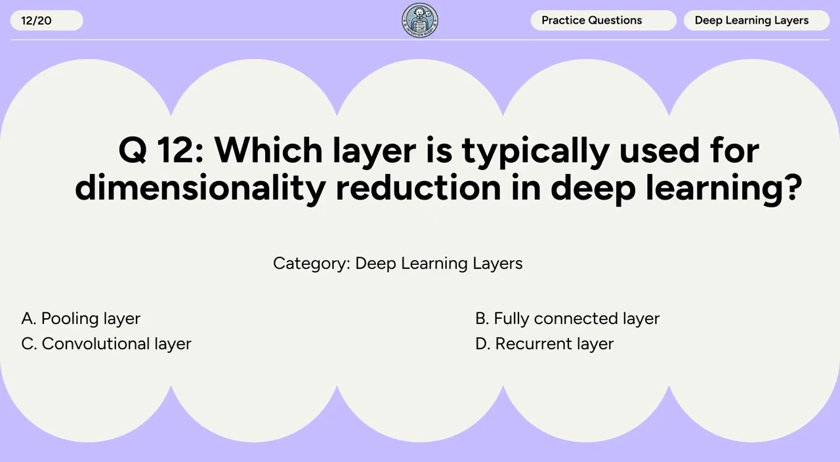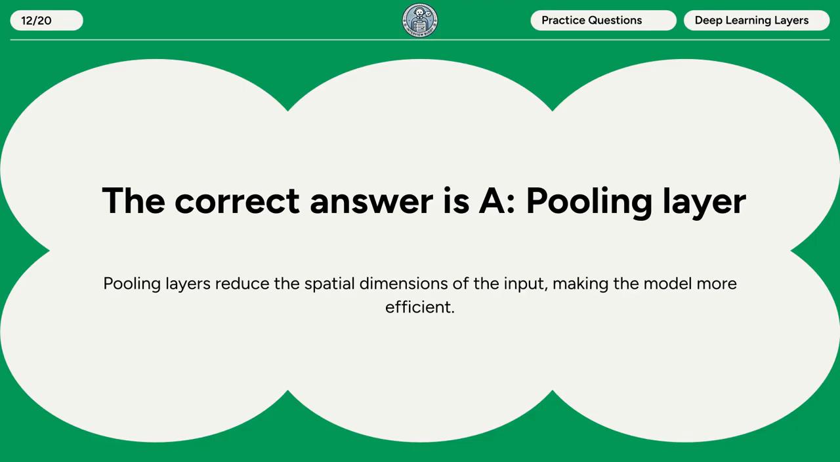Question 12. Which layer is typically used for dimensionality reduction in deep learning? A. Pooling layer. B. Fully connected layer. C. Convolutional layer. D. Recurrent layer. The correct answer is A. Pooling layer. Pooling layers reduce the spatial dimensions of the input, making the model more efficient.